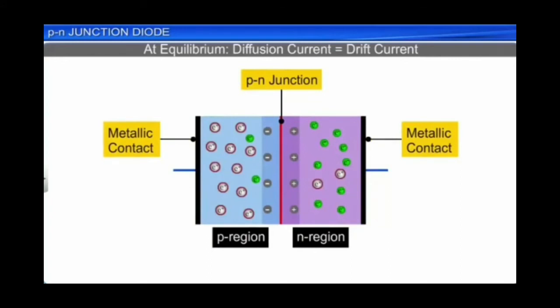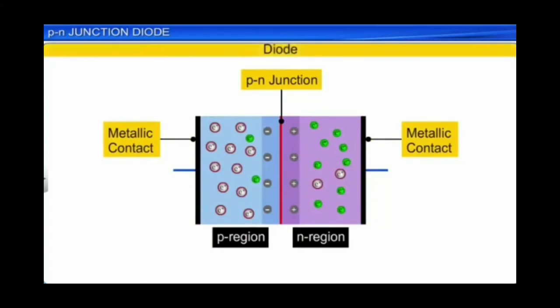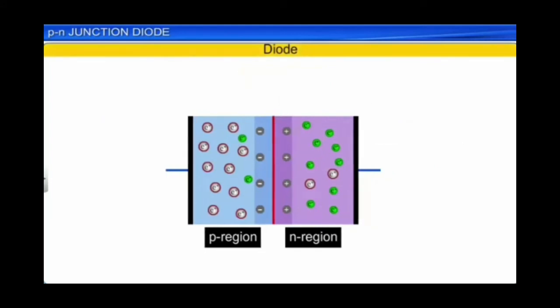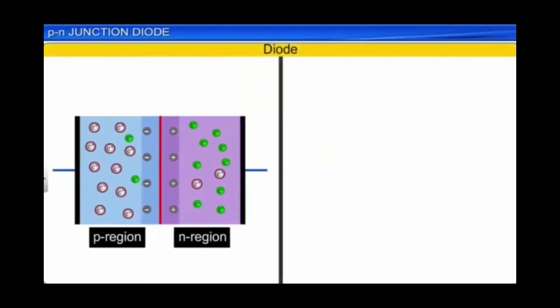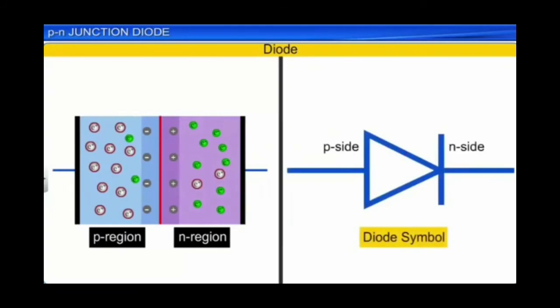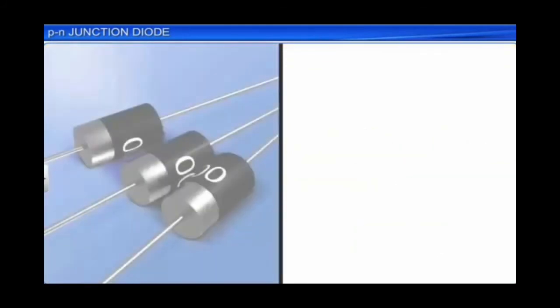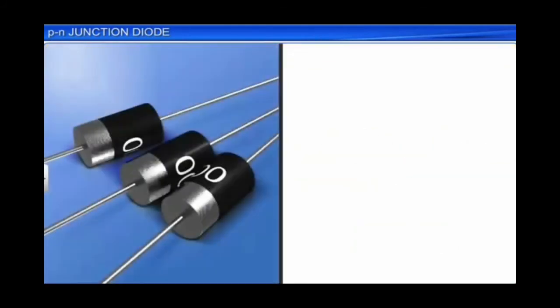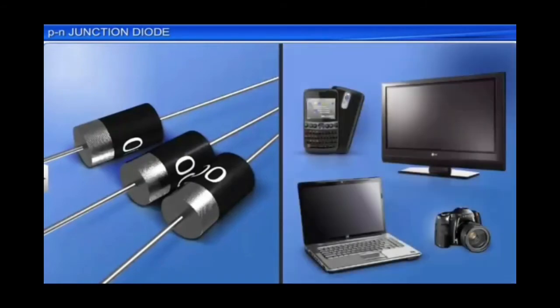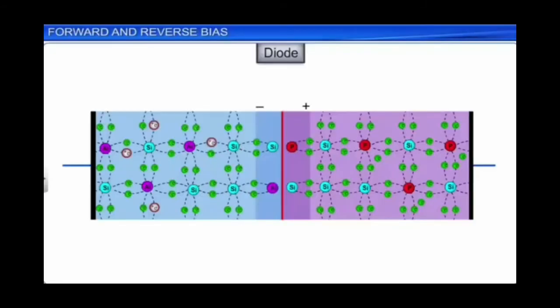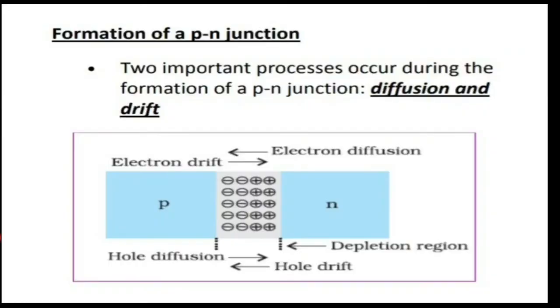So the important processes involved in the formation of a PN junction are diffusion and drift. Now here we have the symbol used to represent a semiconductor diode, and this is how it looks. The black region is P type, and the silver layer is N type. So we conclude the two important processes that occur during the formation of a PN junction are diffusion and drift.